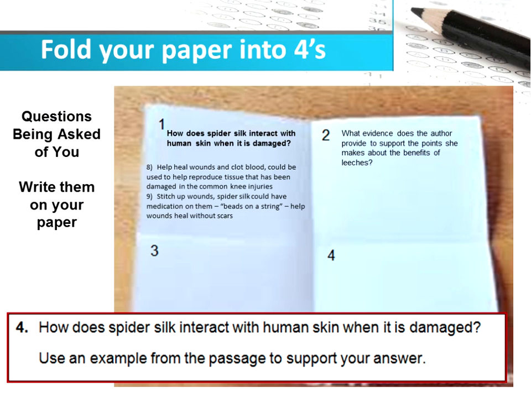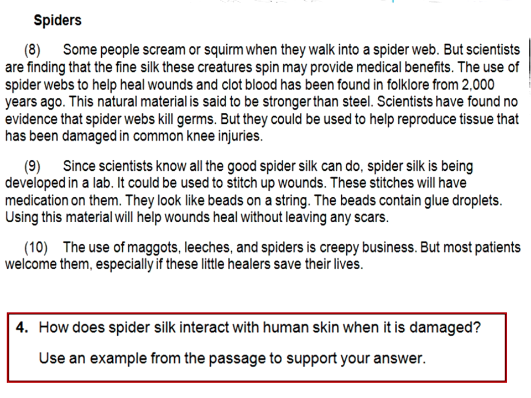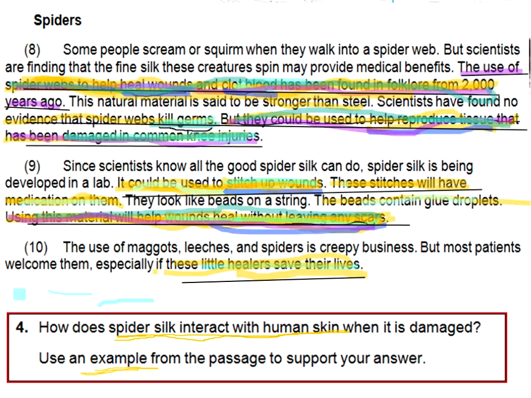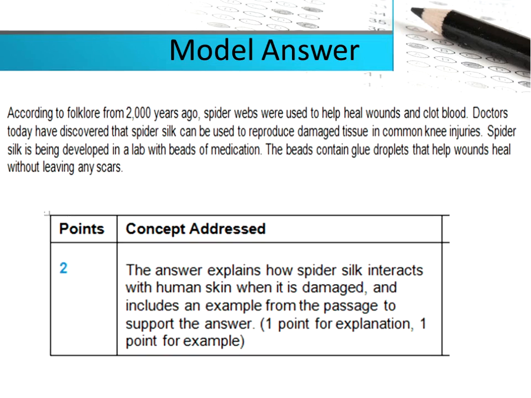I would like to share with you the model answer here. This is an example of what the K-12 came up with, and much of what you guys have said as well. It talks about, according to folklore from 2,000 years ago, spider webs were used to help heal wounds and clot blood. Doctors today have discovered that spider silk can be used to reproduce damaged tissue in common knee injuries. Spider silk is being developed in a lab with beads of medication. The beads contain glue droplets that help wounds heal without leaving any scars.